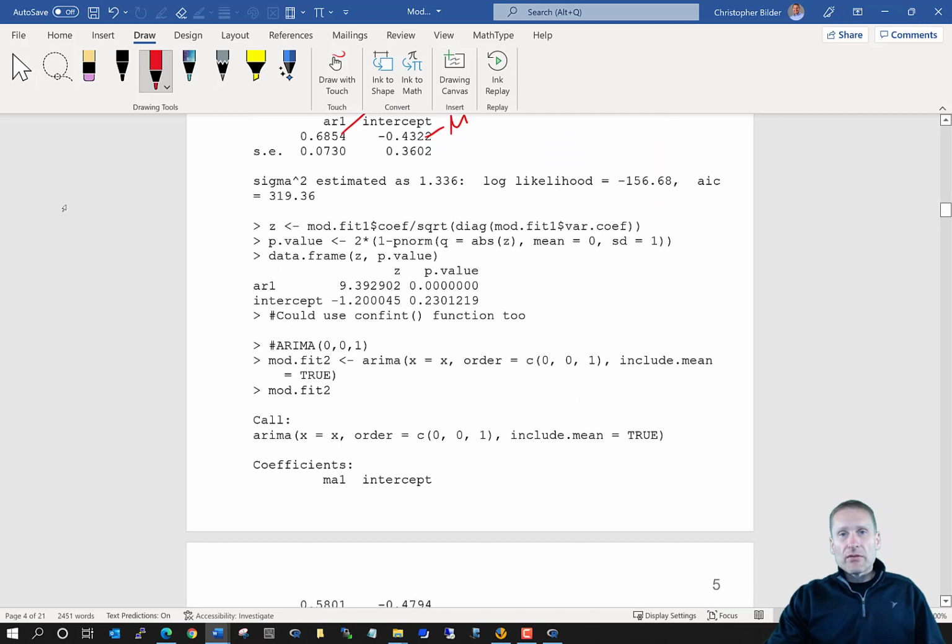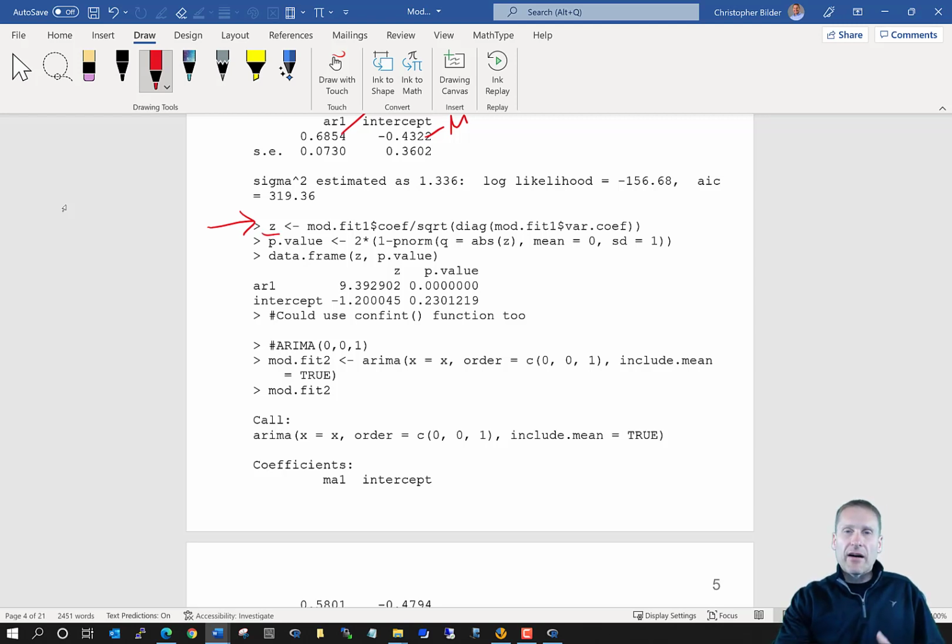Now, we could also do some coding here to get a hypothesis test for whether or not phi 1 or mu 1 is equal to 0 or not. And so to do this, here's my coding. Somewhat similar to what we had before, but a little bit different.